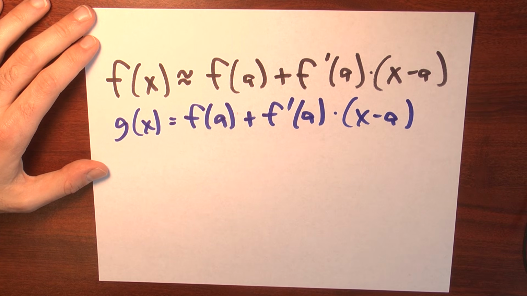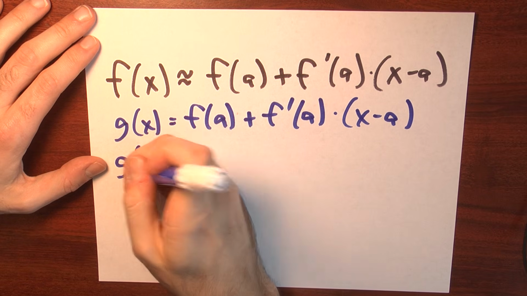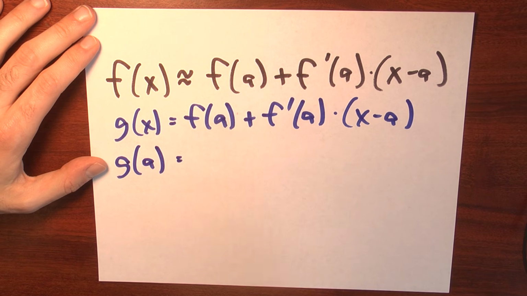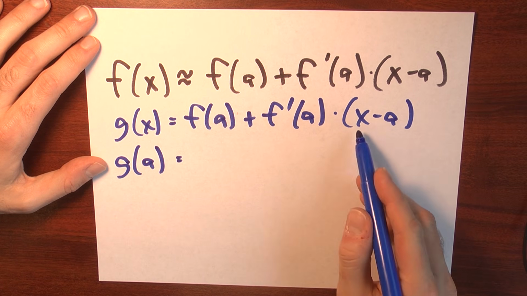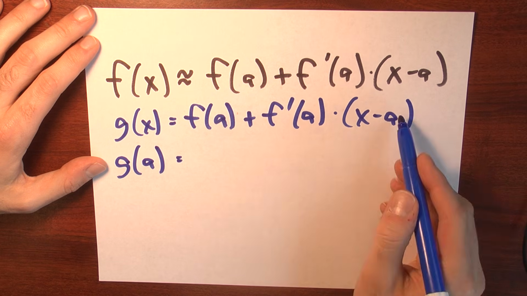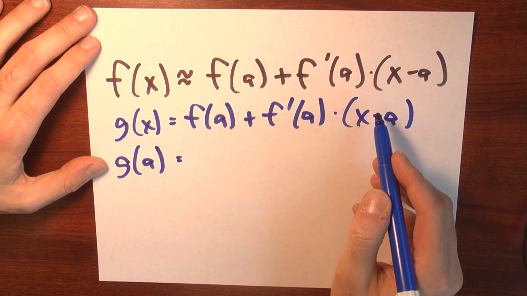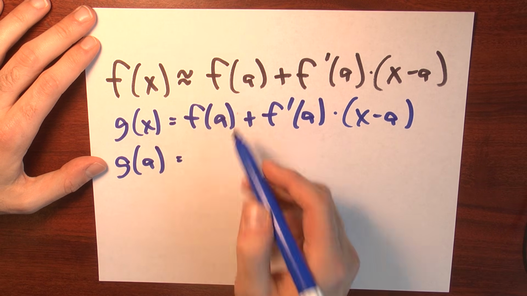Now, what do I know about this function g? Well, what's the value of g at a? What happens if I plug in a for x? Then I've got a minus a. This is 0 in that case, so this whole term is 0. So g of a is just f of a.